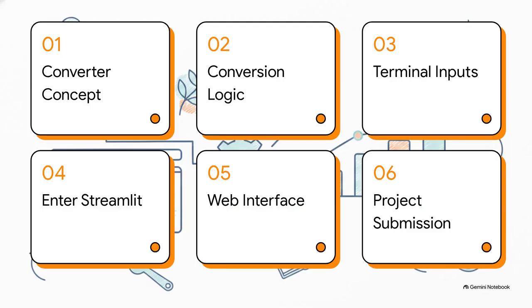We're looking at 1. The unit converter concept, 2. Writing the conversion logic, 3. Terminal and console inputs, 4. Enter Streamlit for the web UI, 5. Translating to a web interface, and finally, 6. Submitting your Python project. Let's jump right in.